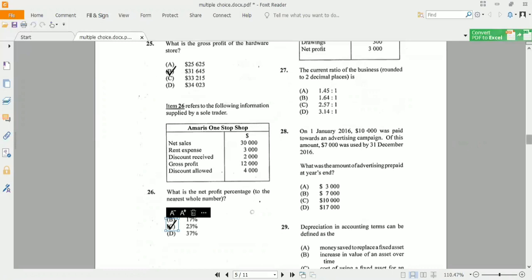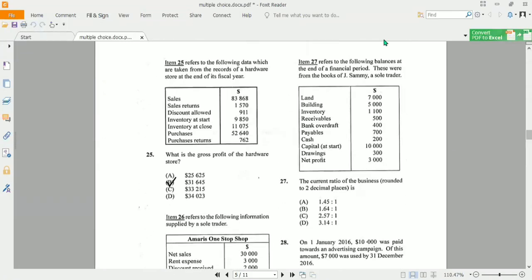So moving on to question 27. It refers to the following balances at the end of a financial period. These were from the books of J. Sammy, a sole trader. The current ratio of the business rounded to 2 decimal places is, so we're calculating the current ratio. What's the formula in calculating? Current assets divided by current liabilities.